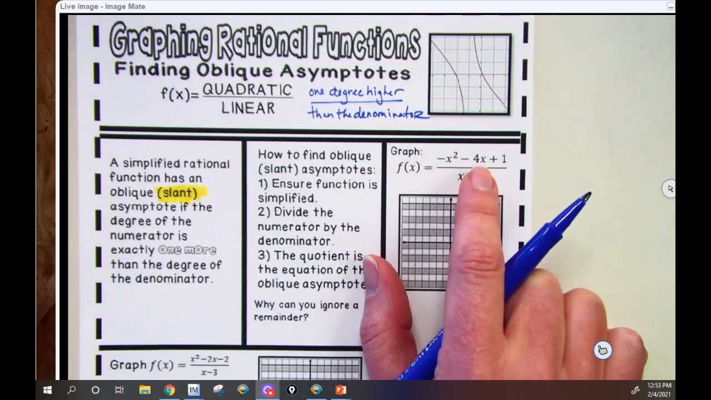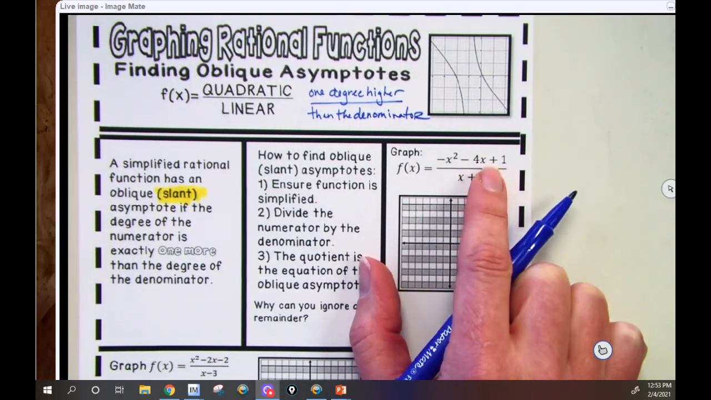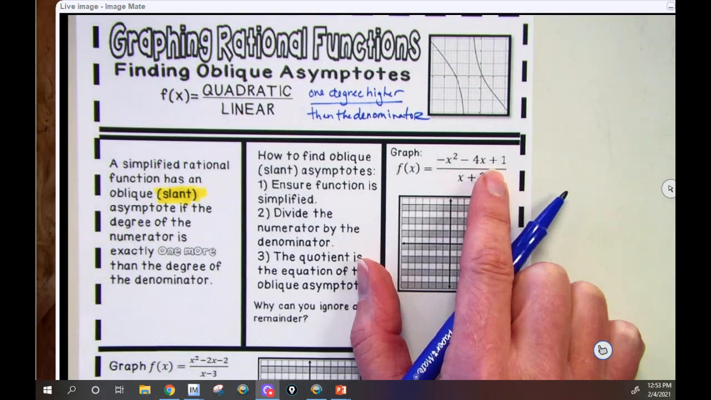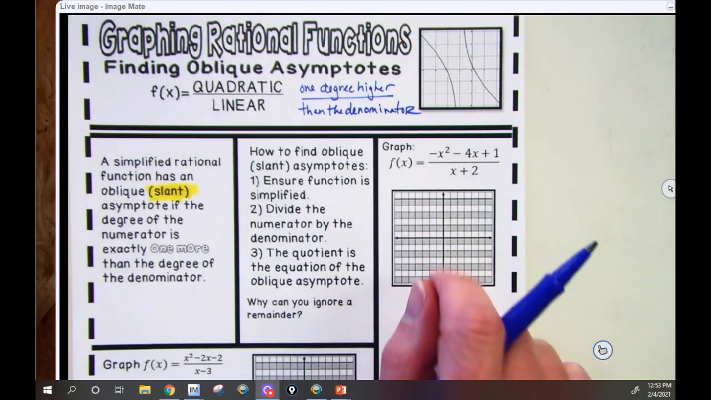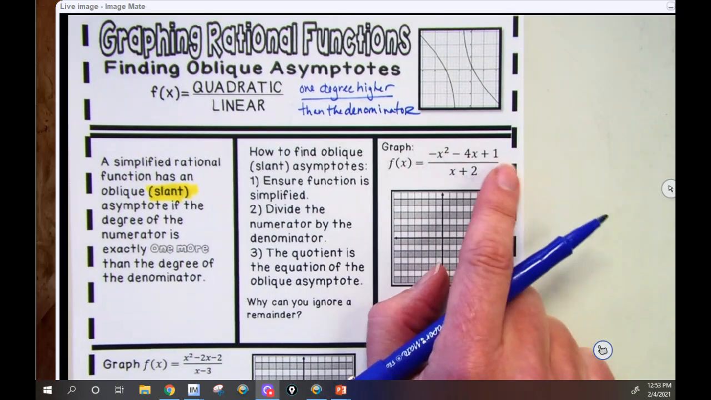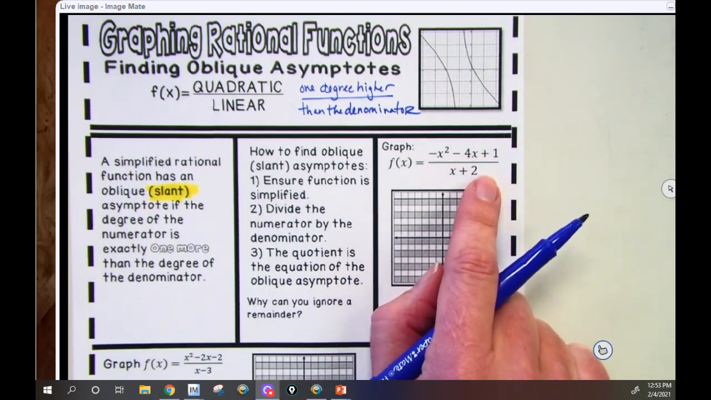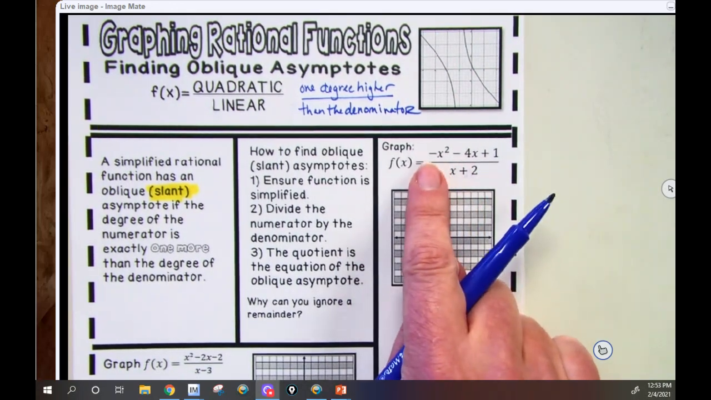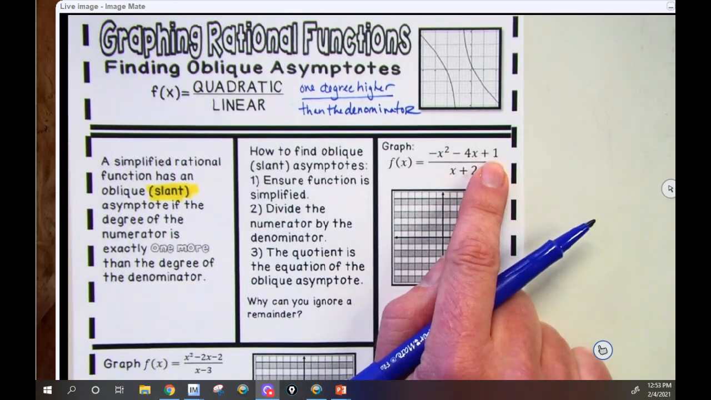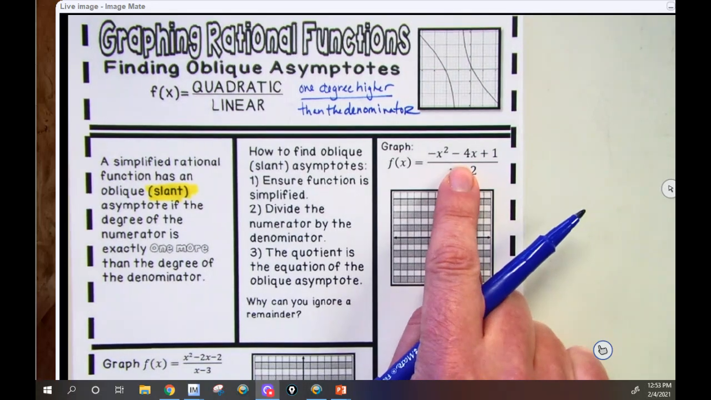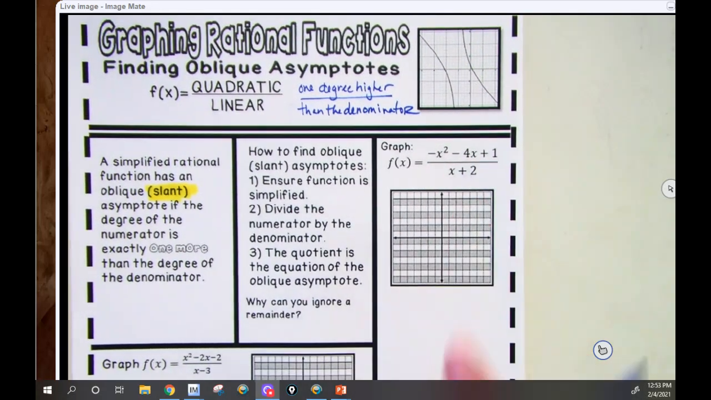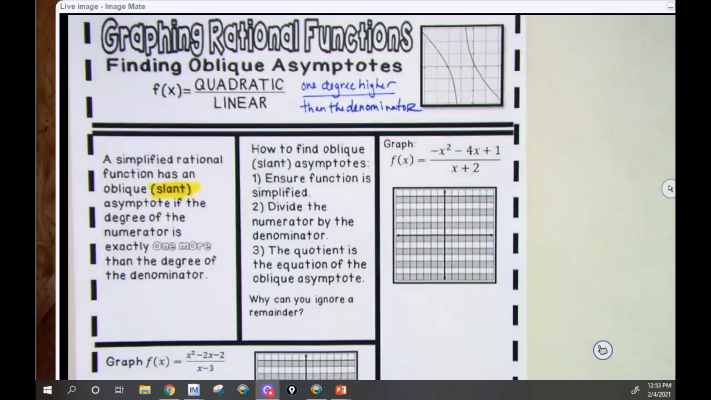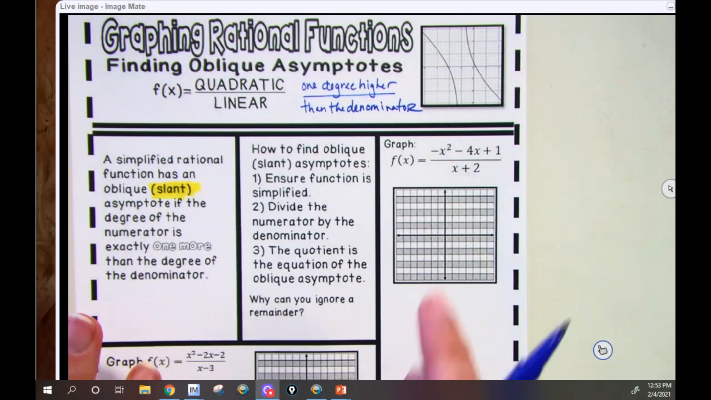But let's look at this function. Are there 2 numbers that multiply to be 1 but add to be 4? No. Yes, and if I could have thought of 2 numbers that might have worked, I would have factored out that negative. You're absolutely right. But even if I factor out that negative, there are no numbers that multiply to be -1 and add to be +4. So I know this doesn't factor. That fraction is in simplified form. And so this is how we figure out where that oblique or slant asymptote is.